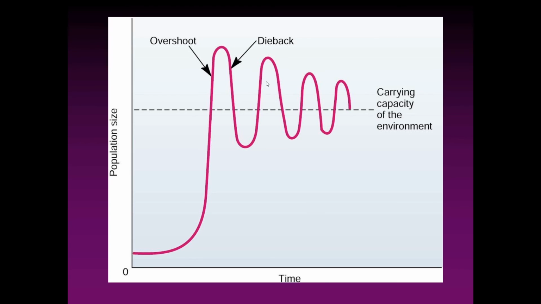And notice that your level of overshoot in this range is a little bit different. And because of that, your level of dieback is a lot different. And then that kind of continues on in this decreasing oscillation. Will it eventually, theoretically, get to the carrying capacity of the environment? Yes, theoretically it should. Do we ever see that? No. There are instances where it gets pretty close to it, but you will see slight fluctuations.